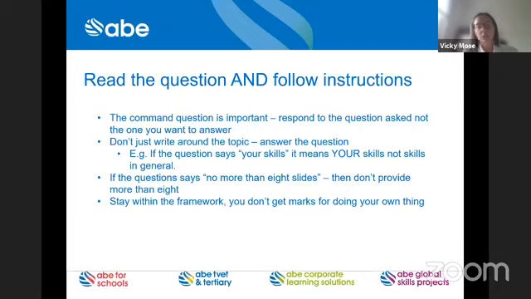So make sure you read the question and understand what it's asking. The command word is really, really important. So the question might start explain or describe or evaluate or critically analyze. Take note of the command word because that gives you a steer as to how you need to answer the question.